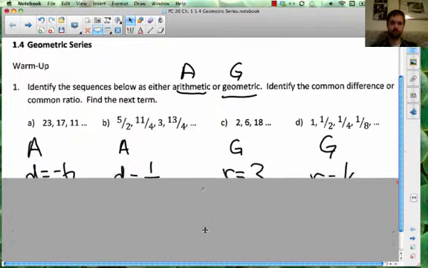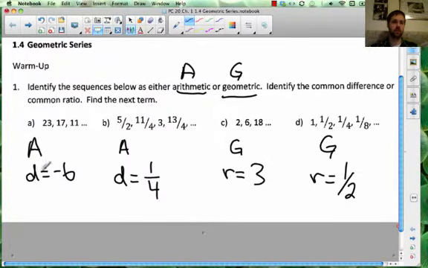The first one is an arithmetic sequence, and it has a common difference of minus 6. So to get from 23 to 17, we jump down by 6. To get from 17 to 11, we jump down by 6. So that's how we figured out that that was arithmetic.